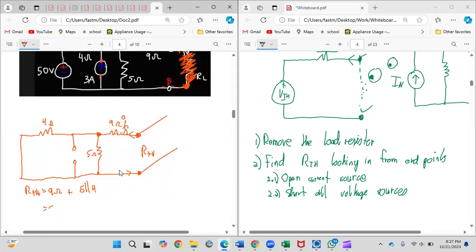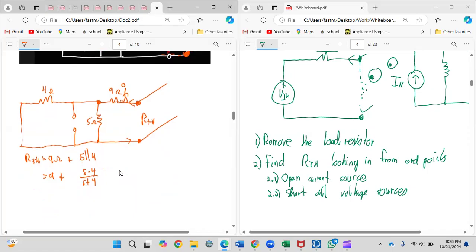So this here will be 9 plus... When you have parallel, it's product over sum. So it will end up being 9 plus the product of 5 and 4 divided by the sum. You get 2.2. You add that to 9 and you get 11.22 ohms. So that is R7.